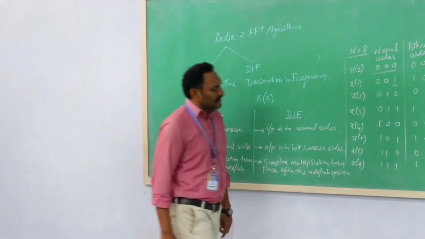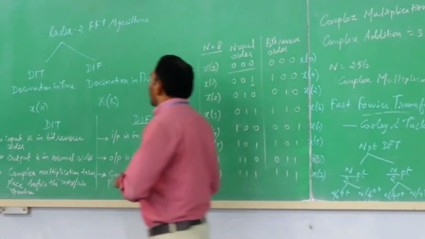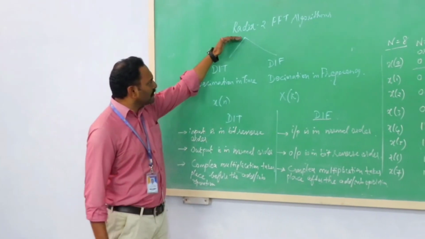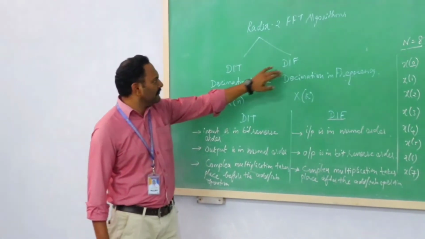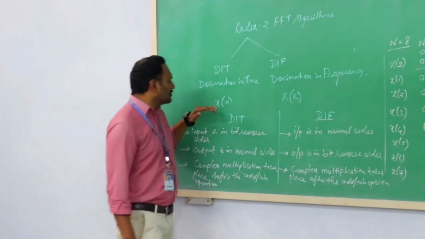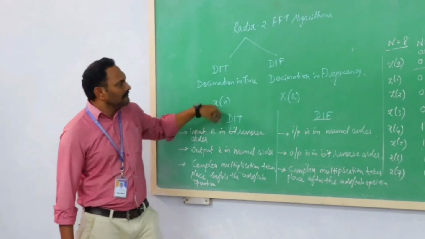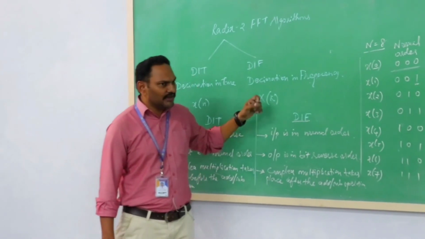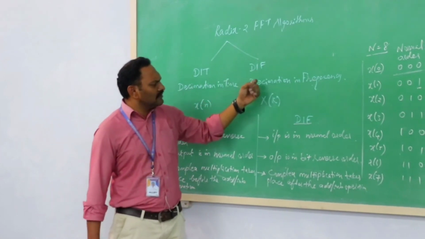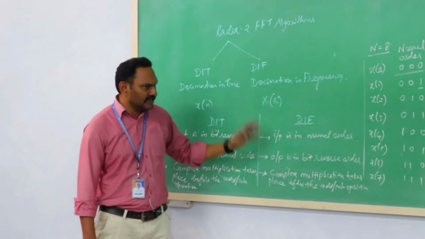And as already said, N is nothing but an integer power of 2. That's why we use radix-2 FFT algorithms. Radix-2 FFT algorithms are subdivided into DIT and DIF. DIT is decimation in time, and DIF is decimation in frequency. Here we can denote the DIT sequence as x of n and the DIF sequence as x of k, which means in DIT the time is decimated, and in DIF the frequency is decimated. And also we have seen the difference between DIT and DIF.